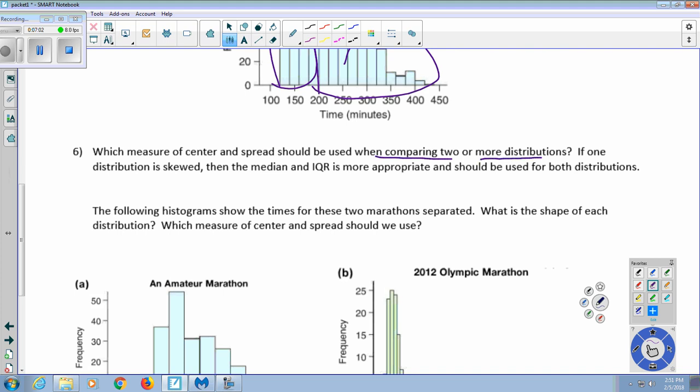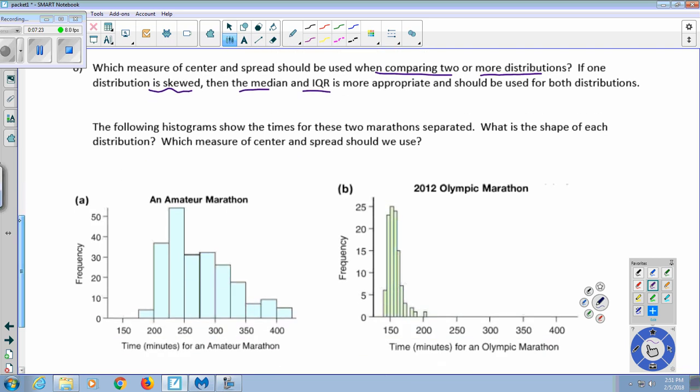So maybe you're comparing two distributions, one turns out to be symmetric, the other skewed. If one of them is skewed, then you should use the median and the IQR for both distributions. It wouldn't be good to use the median for one and the mean for another. So we want to be consistent, and if one is skewed, then we should use the median for both.